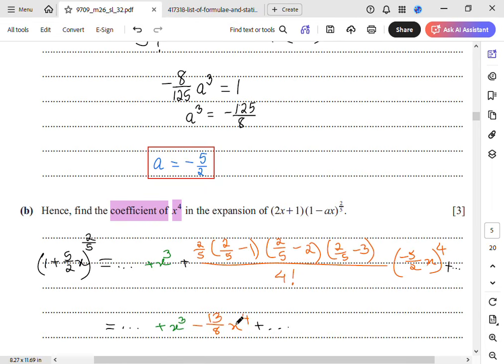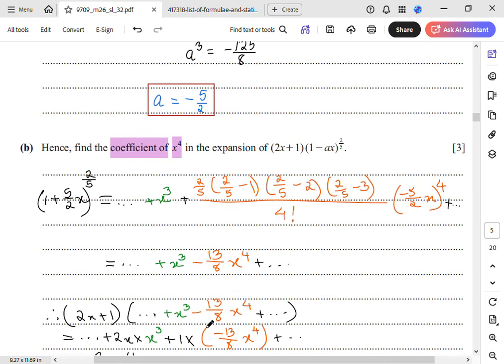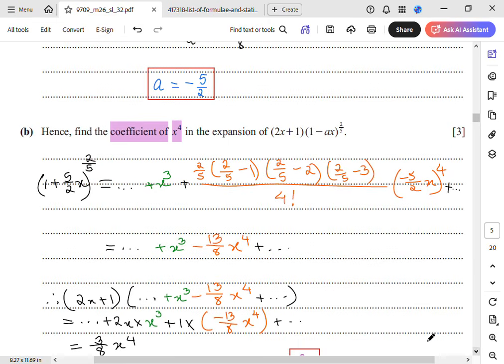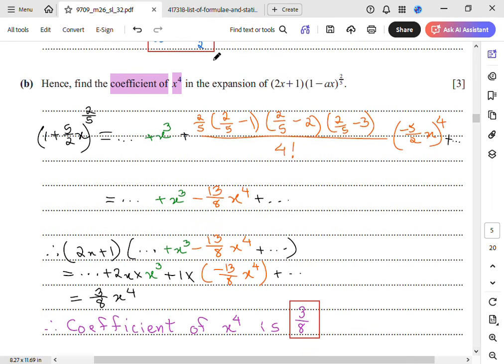So now what we are going to do is I'm going to multiply this with 2x plus 1, right? So 2x plus 1 times this, there are some terms preceding these two terms, and there are some terms after that. But we are not focused on that because those, if you multiply that with 2x plus 1, will not give you any term of x to the power 4. So if I multiply 2x with this, I get 2x to the power 4, and if I multiply 1 with minus 13 by 8 x to the power 4, I also get an x to the power 4 term. So if I simplify that, I get 3 by 8 x to the power 4. So the coefficient of x to the power 4 then would be just 3 by 8.